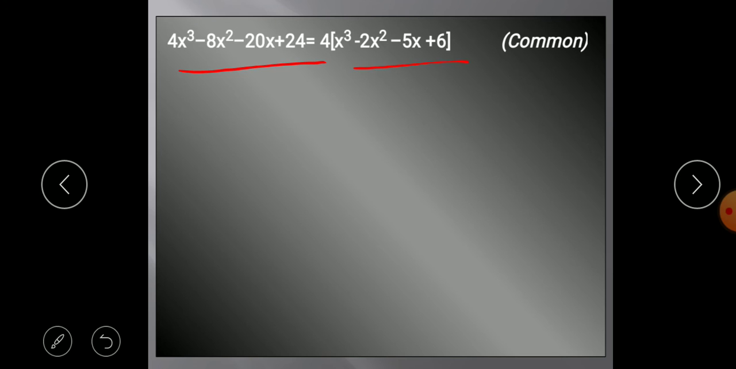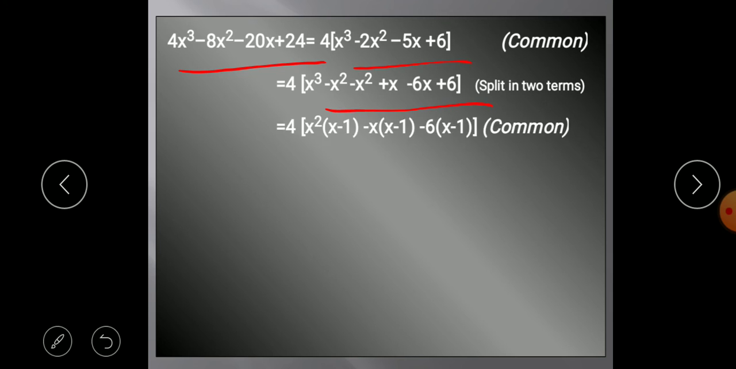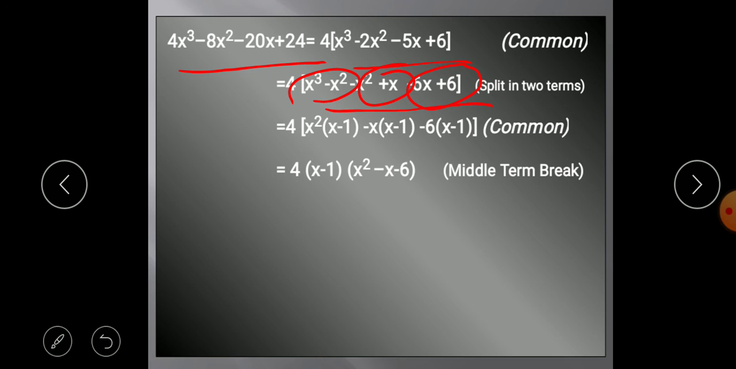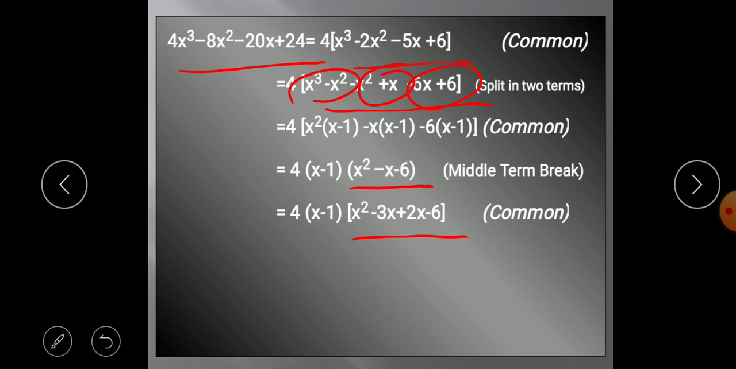Again we have found the common, that is 4, and then split it into two terms. Okay, and after splitting we have found the common in each pair. Okay, this is common here. In the first pair x square is common, in the second pair x is common, and in the last pair 6 is common. Okay, so after finding, again I have split it into the middle term. I have applied here the middle term break method. So according to the middle term break method, I have split it into two terms.